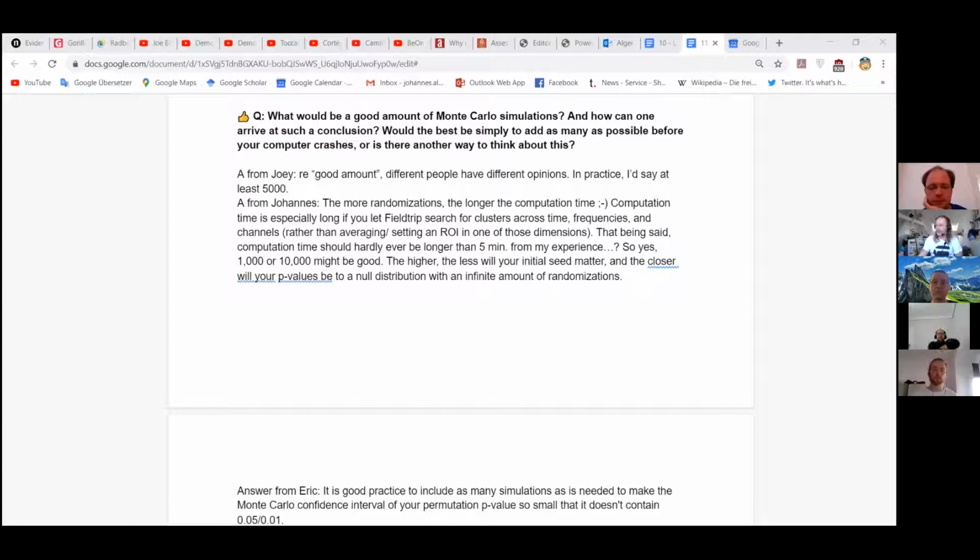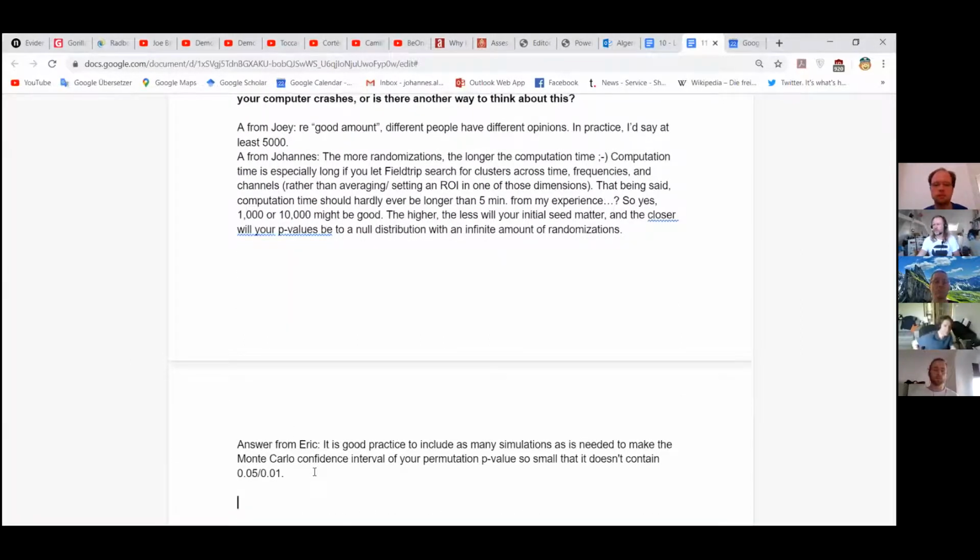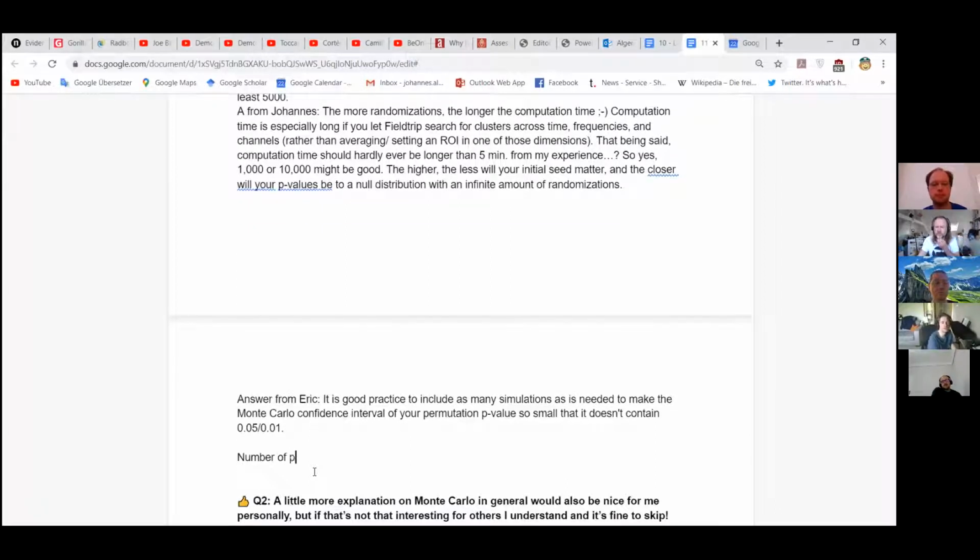Okay. Maybe we can also add that here. So does it also mean that, sorry, does it also mean that if we increase the number of conditions, we can increase the number of permutations?